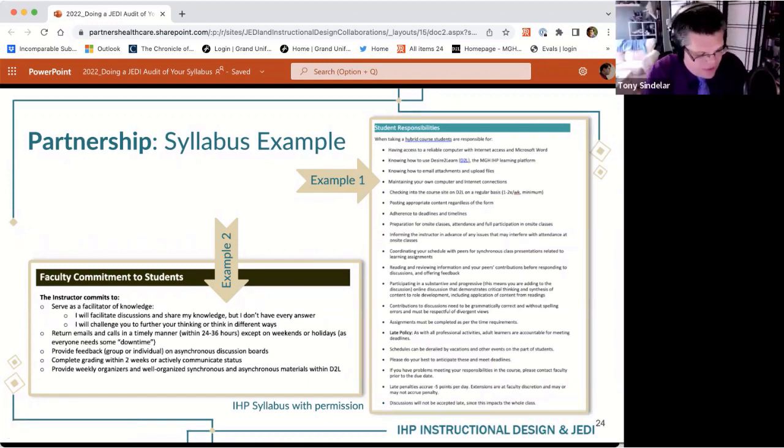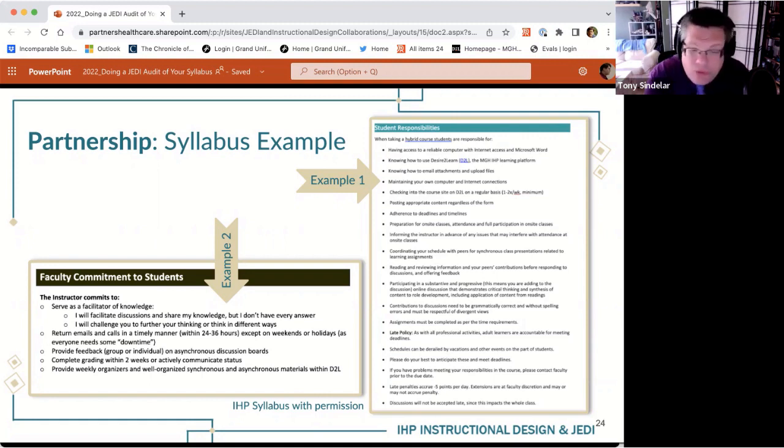So the fifth equity-minded practice we wanted to talk about is this idea of partnership, and how and where your syllabus communicates the idea that faculty and students are partnering together. This, I'll admit, is good teaching practice in general, but it certainly comes from the constructivist approach to teaching and learning that I have embraced for many years now.